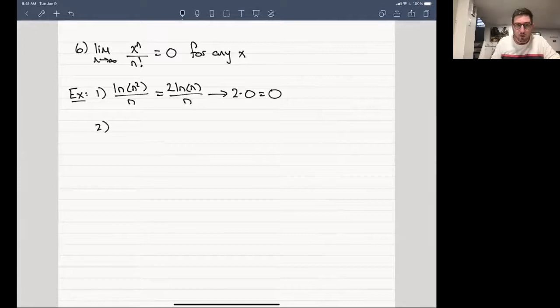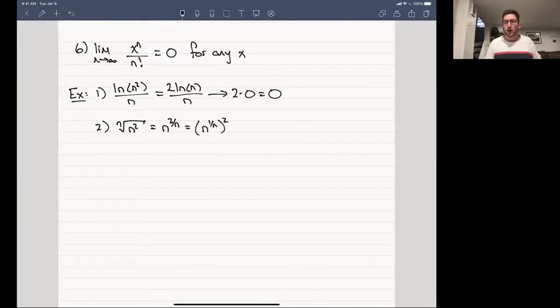Okay, how about another one? The nth root of n squared. This is equal to n to the power of 2 over n. So if you write that just in terms of exponents, which is equal to n to the power of 1 over n, all squared. Again, just using some exponent properties. But the function that squares is, again, a continuous function. So this converges to the limit of n to the power of 1 over n, all squared. So 1 squared, which is equal to 1.